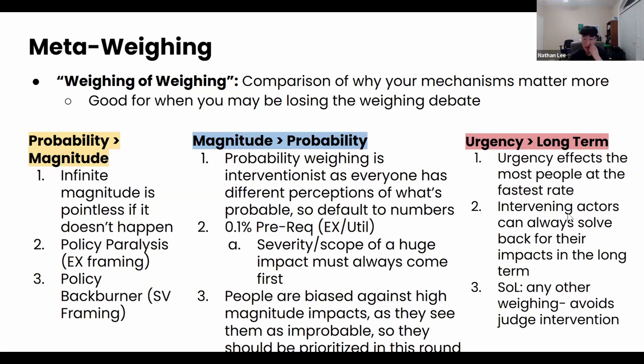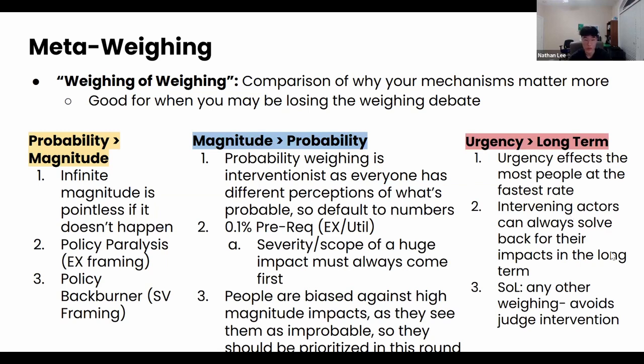But next is urgency versus long term. So you'd say that urgency affects the most people at the fastest rate. You should be doing this when you know that you're winning the time frame debate in terms of short-term impacts. You can also say that to combat long-term impacts, intervening actors are always going to solve. For example, from nuclear war, we never need to worry about it because somebody, for example, in IR topics, China, Russia, or the United States, are usually going to prevent someone from pressing the button. Additionally, you can link in strength of link weighing, or that's actually for the strength of link, which I'll talk about in a second.